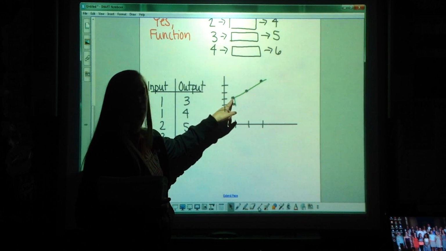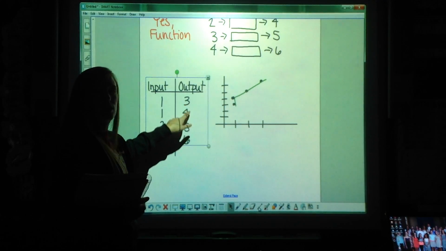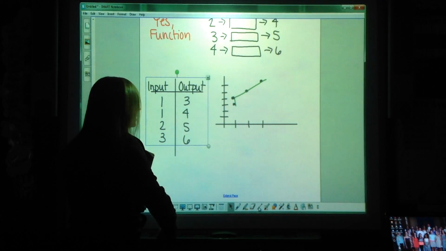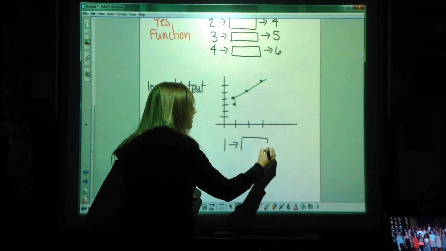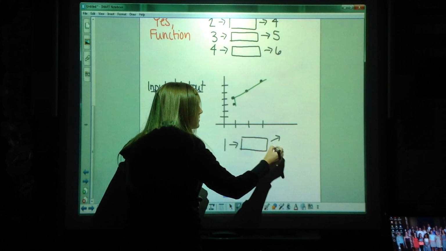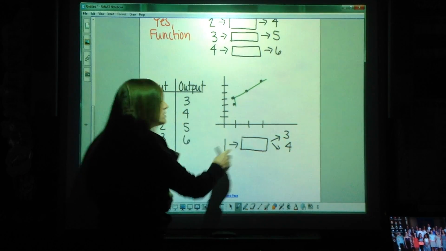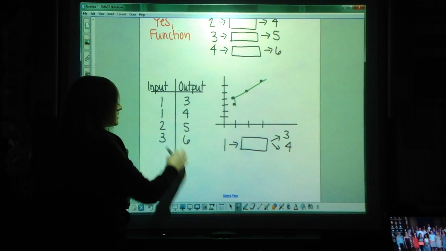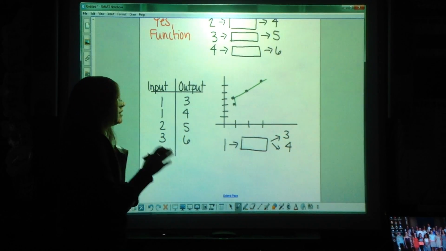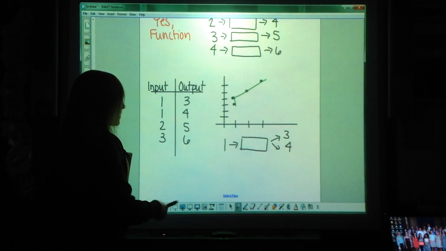That tells me it's not a function. 1 has 2 outputs, a 3 and a 4. Here's another way to test it. If I put 1 into the function, I could get 2 answers. I could get 3 or I could get 4. This input has 2 outputs, so it is not a function. I could list the other ones, but that doesn't matter because I can already tell that my input has 2 outputs. This is not a function.